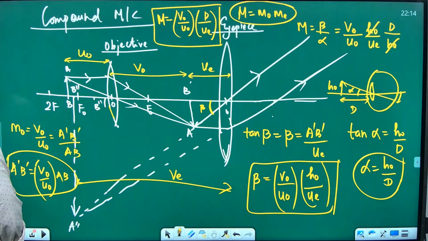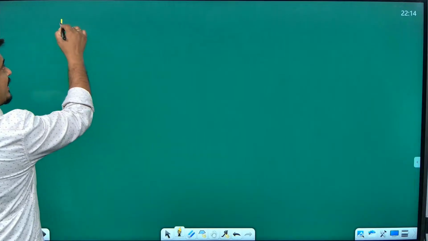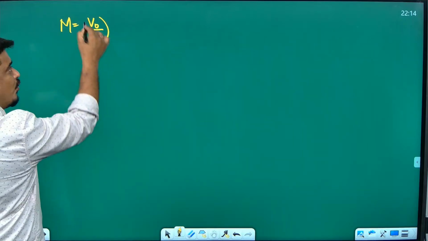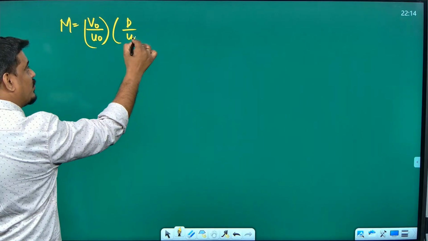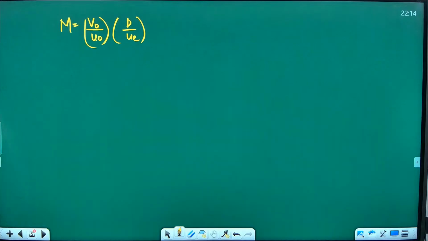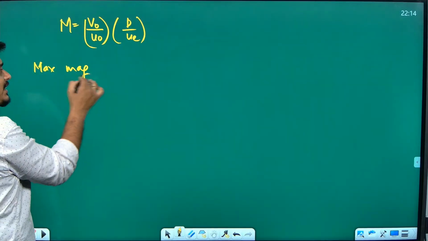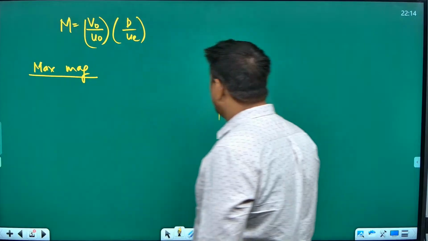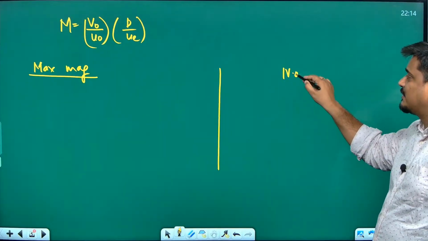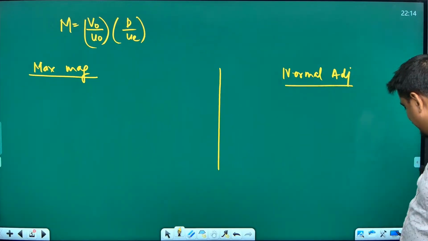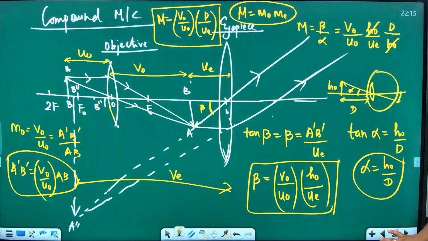So, we came to know that magnification is equal to VO by UO into D by UE. The magnification of a compound microscope is VO by UO into D by UE. And once again, like the simple microscope, as I said, there are two conditions. One condition is maximum magnification and another condition is normal adjustment, isn't it? I am not going to derive all these things again because it is going to be the same for every case.